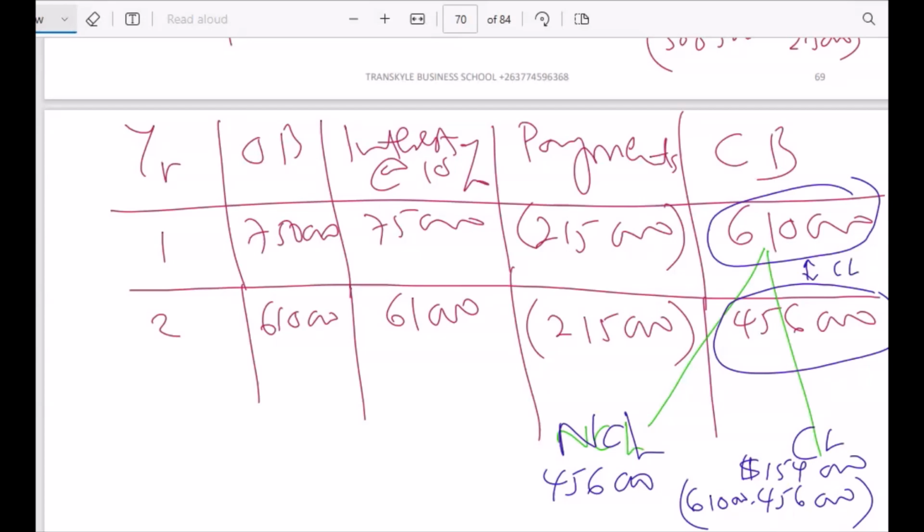Are we together, ladies and gentlemen? So that is the case in an arrears situation. If payments are made in arrears, this is what you are supposed to do. I hope we are done there.